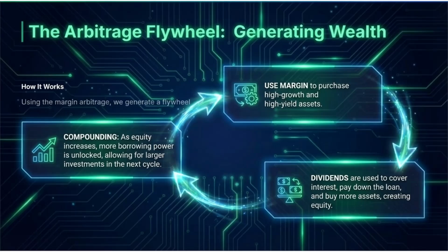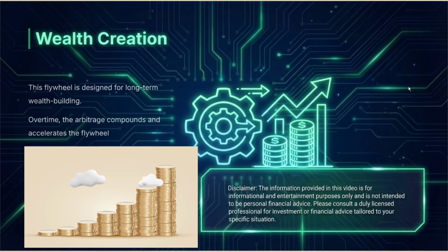Over time, as asset valuations rise, equity increases and the flywheel speeds up. As equity increases, we can borrow more to buy more assets and more funds that are going to, again, pay for themselves, pay down the loan, and generate long-term wealth. This is not a short-term strategy. The flywheel is going to start slowly, but over time, the compounding effect will speed up and true long-term wealth can be created.